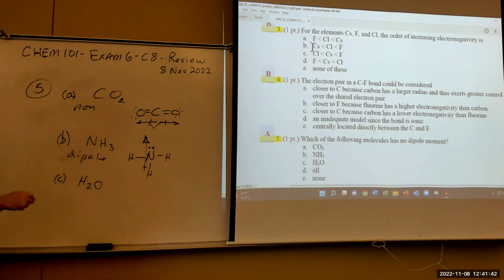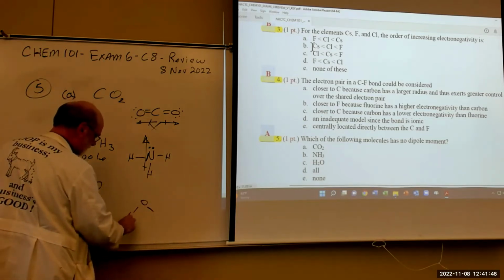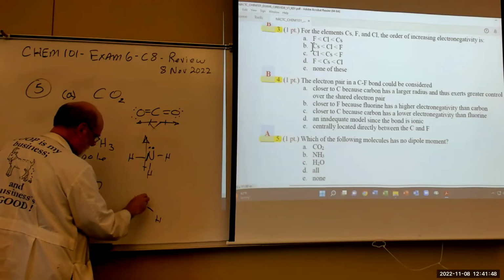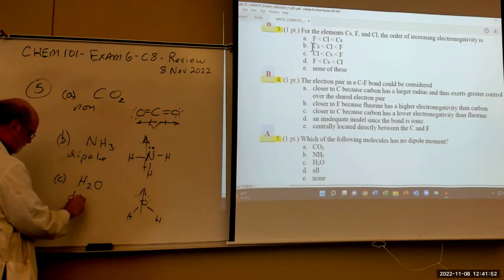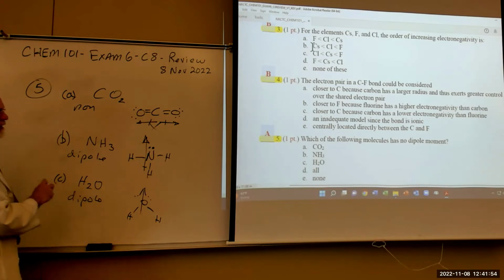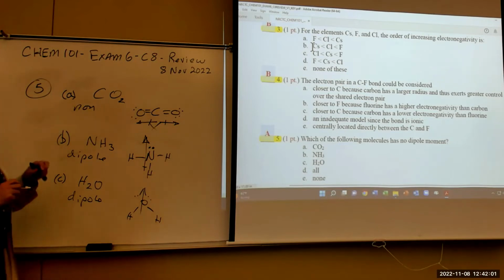How about water? We've done water so often, we all have that one memorized. Right? That has a dipole moment. So, which of the following has no dipole moment? Just that one. 8.